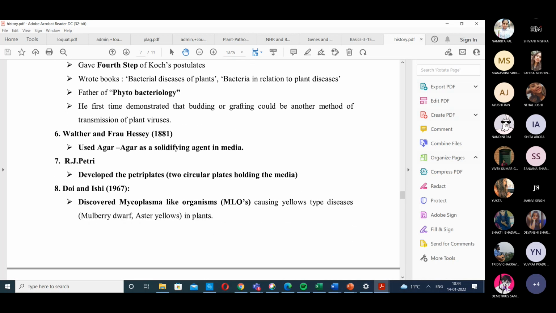Then there was Hesse. He used agar-agar as a solidifying agent, which we use till now. Petri developed Petri plates, and we call them Petri dishes or Petri plates till now.